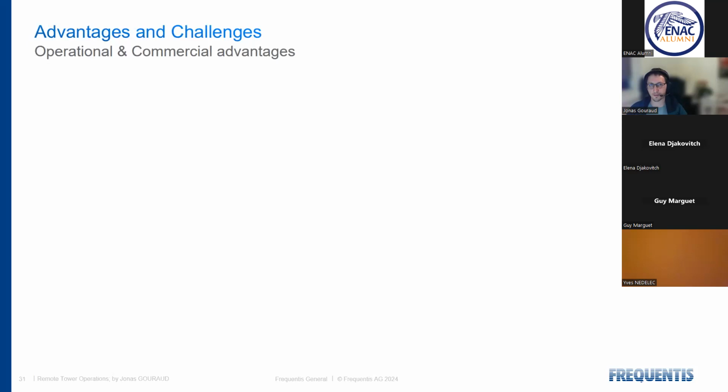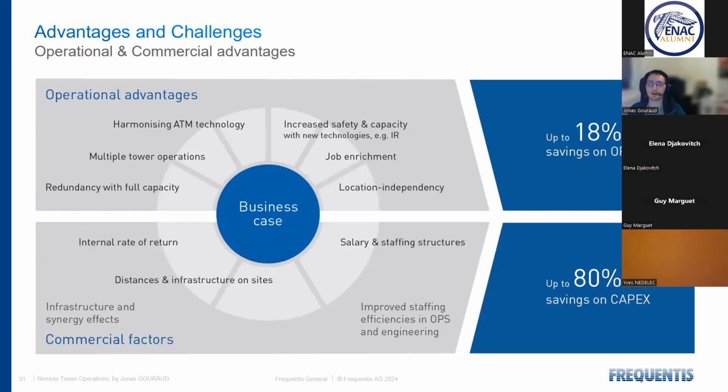So we saw the different bricks of the remote tower. We saw how remote tower is used and what the different operations are. And now we have to see what the different challenges and opportunities offered by remote tower in general are. The first one is the operational and commercial advantages. Well, you have 2 different things. Remote tower can offer a lot of cost savings in 2 different areas. The first one is operations, so savings on OpEx.